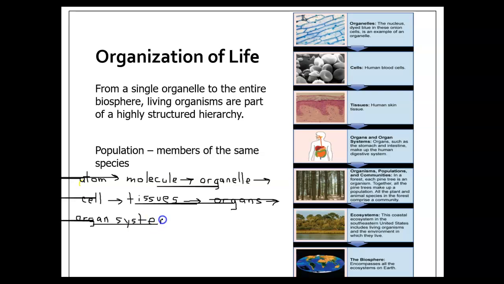So we have like the digestive system, the circulatory system, the nervous system. We have actually 11 organ systems in the human body. And then the organ systems combine to form the entire organism.